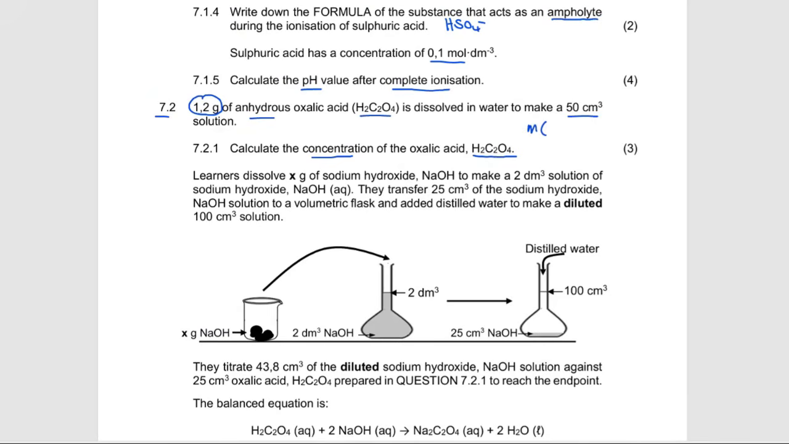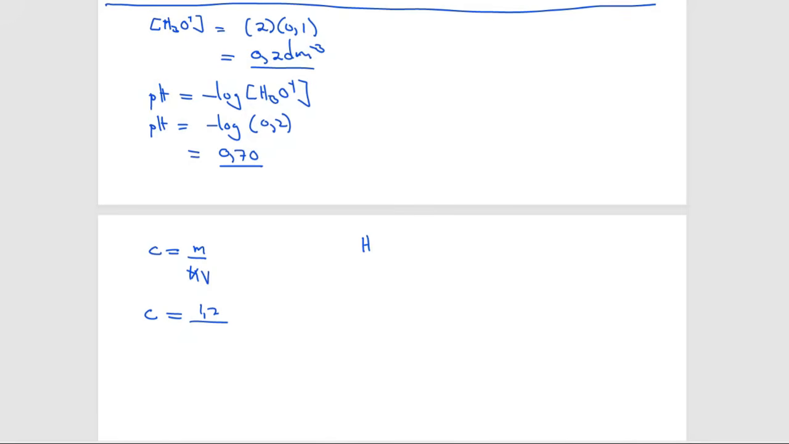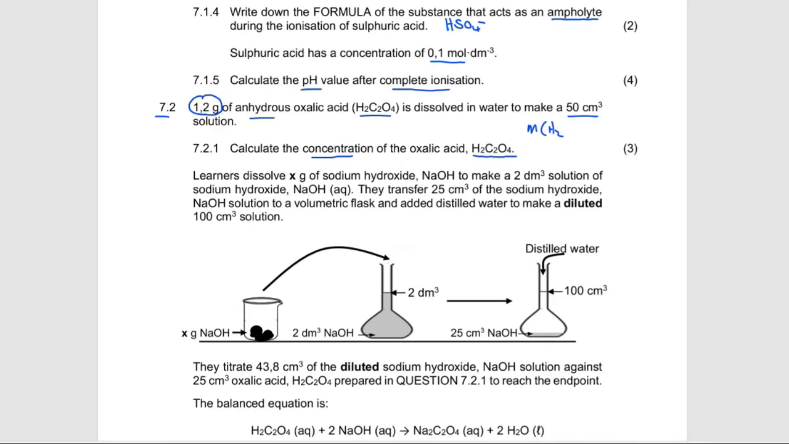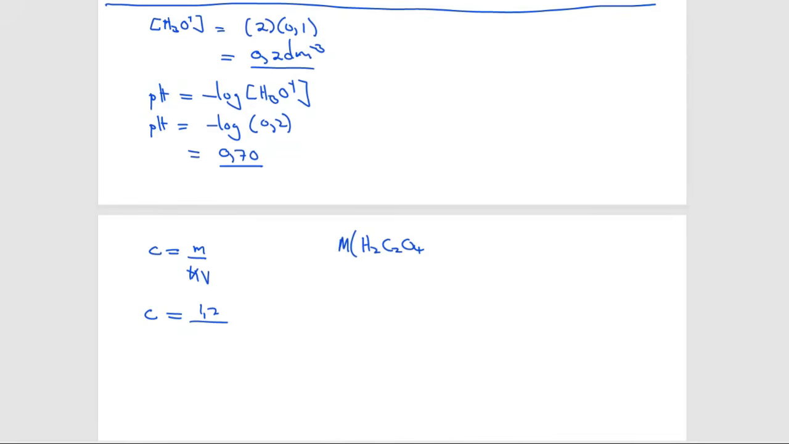So the molar mass of this, if you can check, is H2C2O4, right? So that's our oxalic acid. If I'm to find the molar mass of this one, it is equivalent to 1 times 2, because we've got 2 hydrogens, plus your carbon, which is 12 multiplied by 2, plus your oxygen, which is 16 times 4, right? So if I do my math there, I'm going to get a value of 90, right? So it's going to be 90.